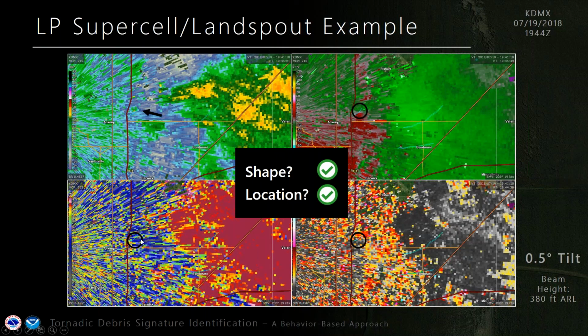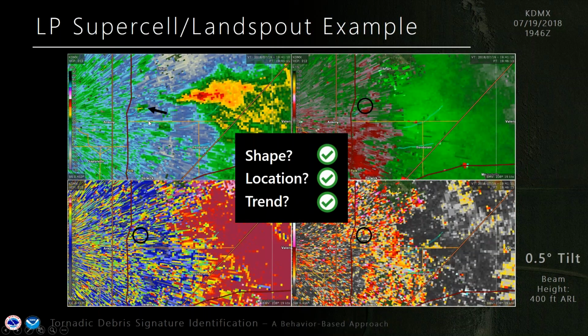CC isn't much help here because the signal is so noisy over there, and spectrum width doesn't show much. But theoretically, we're ticking off the first two boxes of what could be a TDS there. But again, are you really confident to issue a tornado warning based off of this? Probably not. Moving forward in time, we see that signature is actually just starting to broaden off a little bit more.